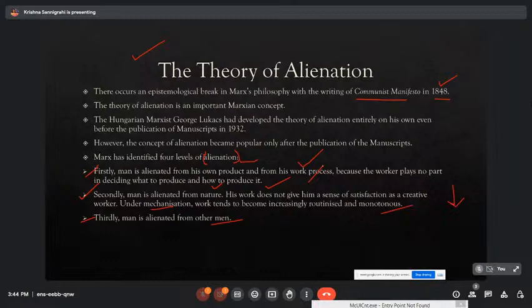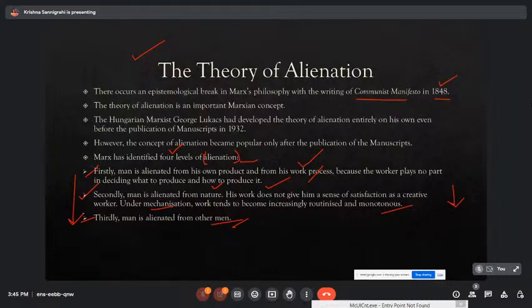Secondly, what is happening? The man is getting alienated from nature because life is becoming monotonous, and the process of work which they are doing is so uninteresting that they are getting alienated from the process of labor. And then comes the alienation from humanity, that is from men. So we are discussing 4 levels. So if these 3 are the first 3 levels, what according to you will be the 4th level? Anybody would like to answer?